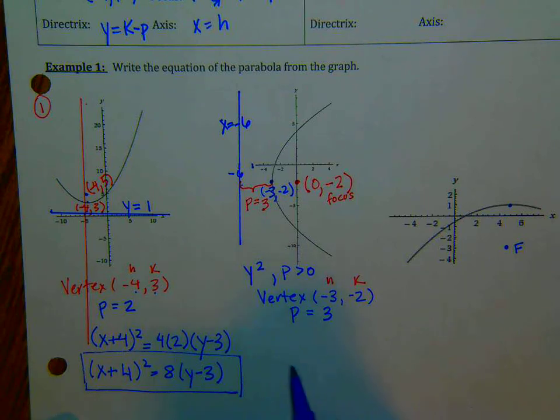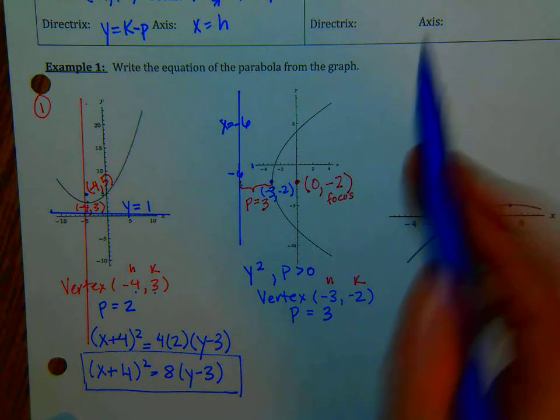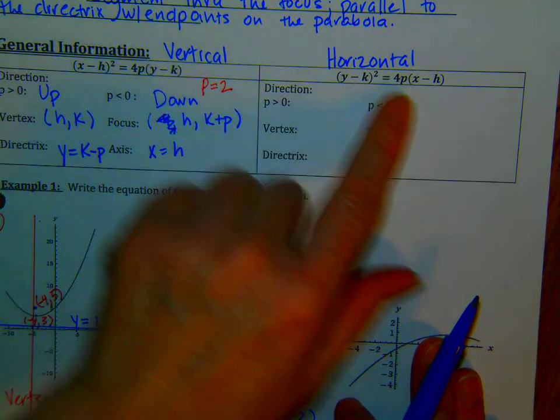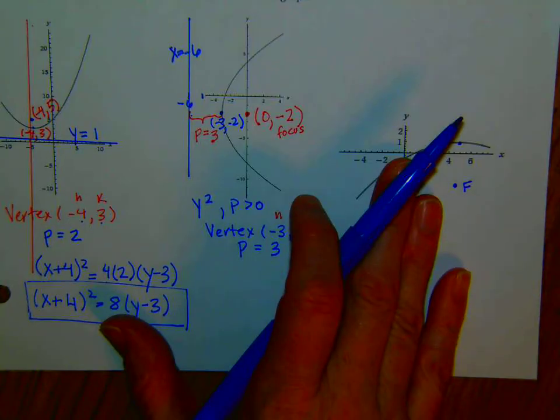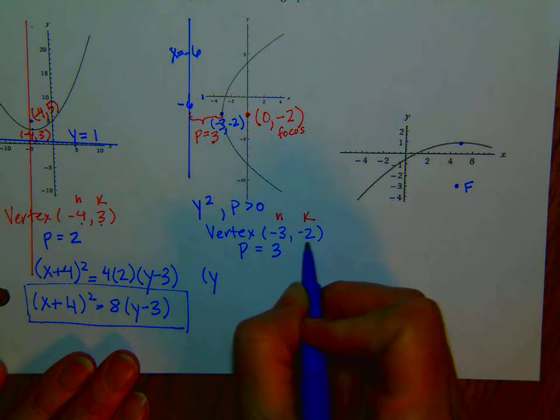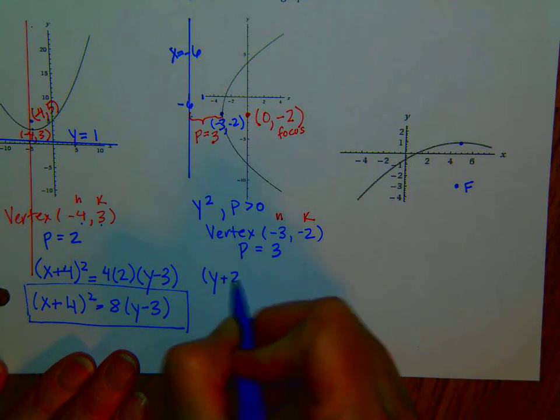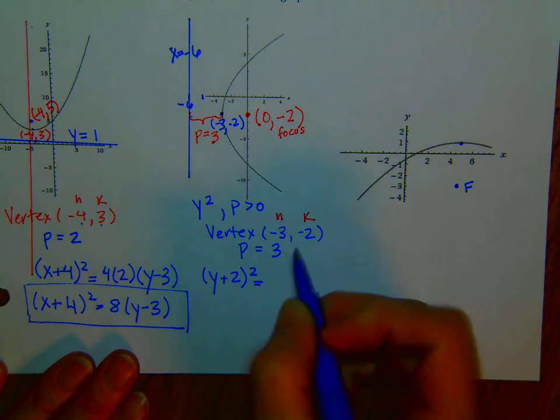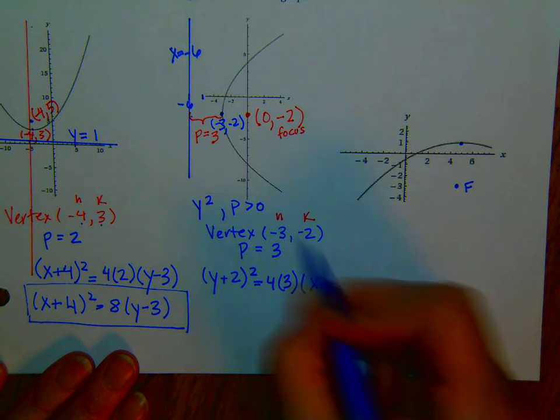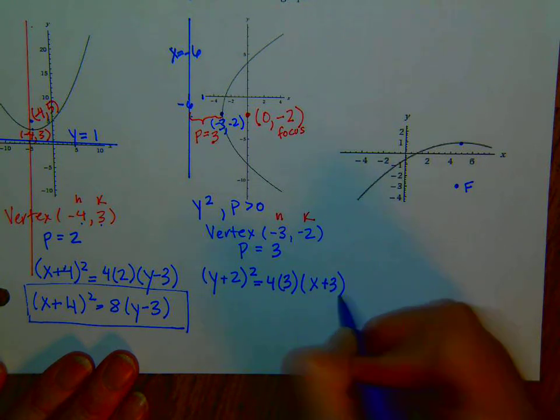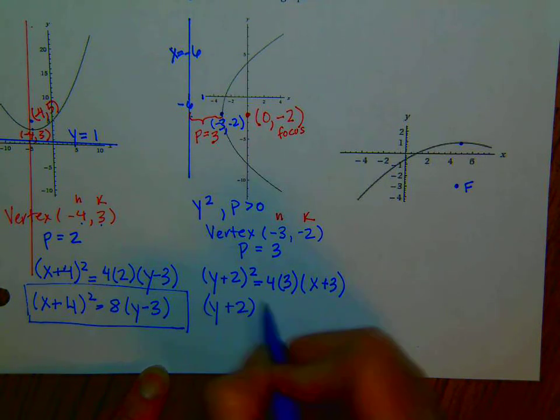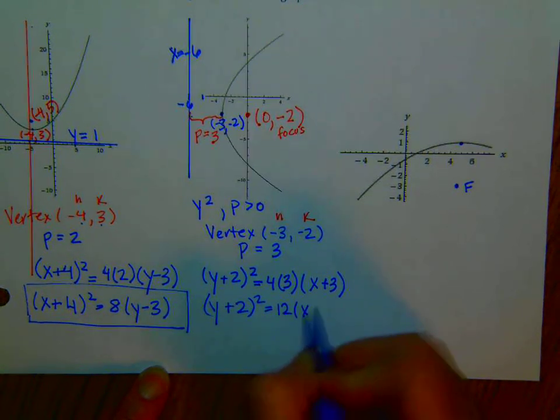Now let's write the standard form of the equation. So I look up at my horizontal equation, y minus k squared equals 4p times x minus h. So let's just fill in the numbers. Y minus k, minus a negative, plus 2, the y is squared, equals 4 times p times x minus h. Not squared. Only one is squared. So let's write that one more time. Y plus 2 squared equals 12 times x plus 3.